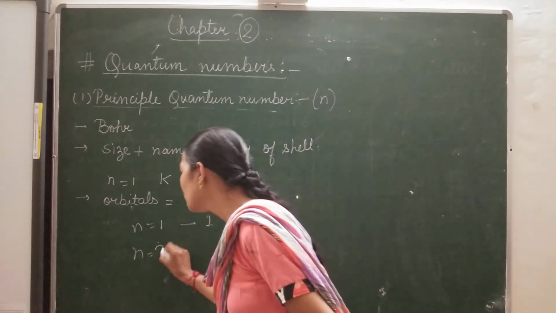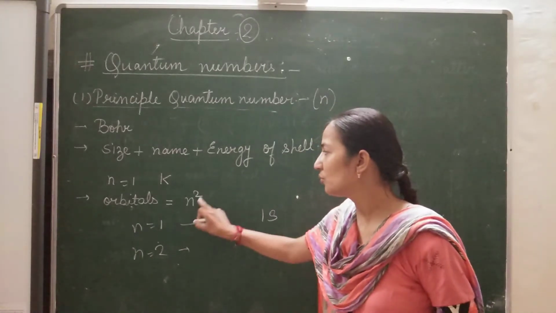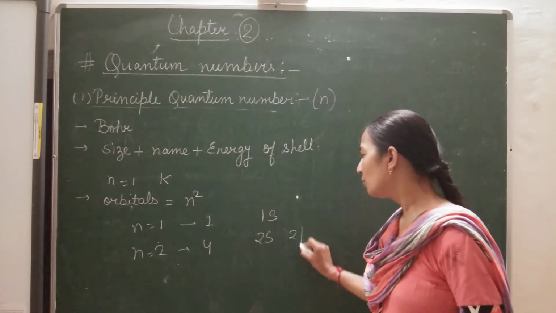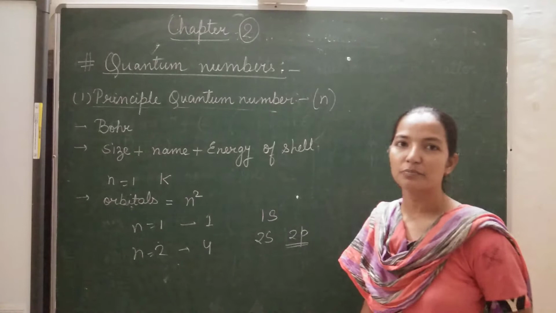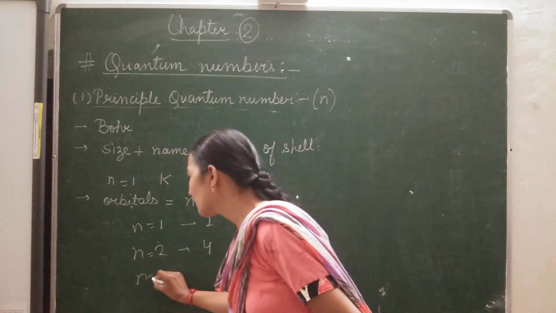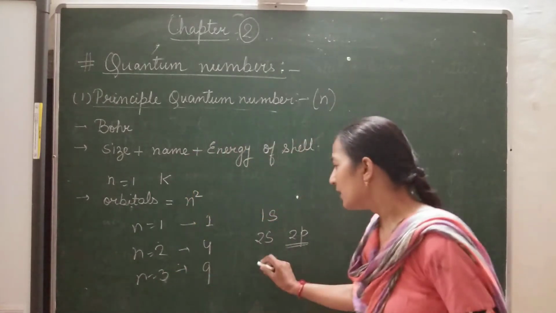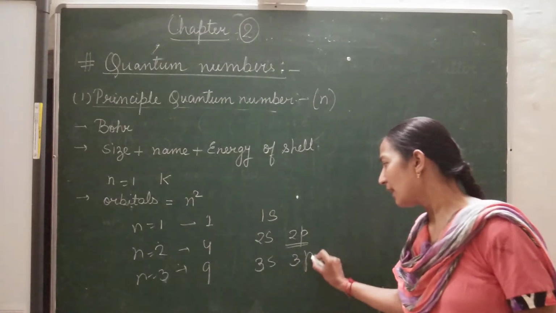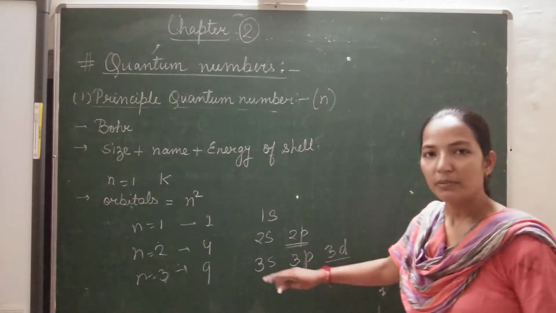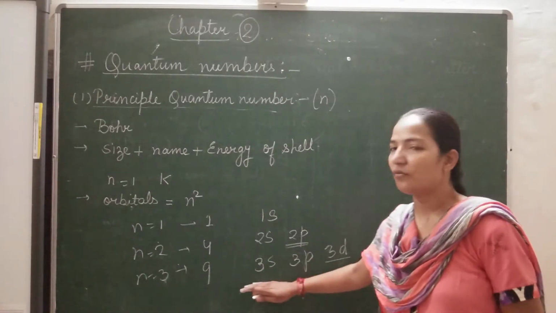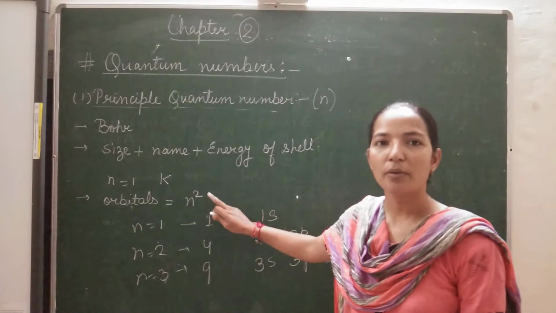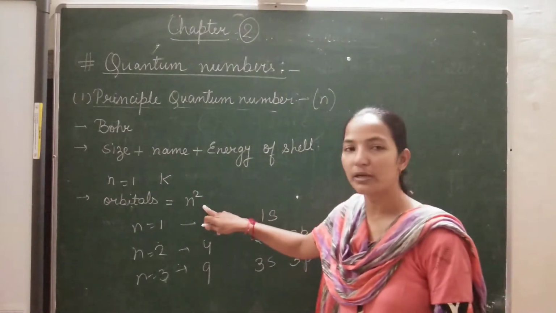For n equals 2, how many orbitals will be there? 2 square, that means 4 orbitals will be there. That is 2s and 2p. Three p orbitals are there, that is px, py and pz, and one s orbital. So total will be 4. For n equals 3, the number of orbitals will be 9. That is 3s, 3p and 3d. In 3d, five 3d orbitals are there, present along with 3p and 1s. So overall 9. In the same way, we can calculate the number of orbitals in a shell with the help of the principal quantum number.